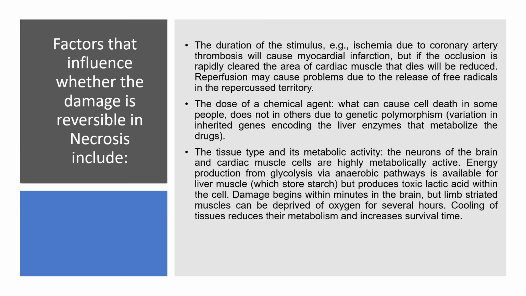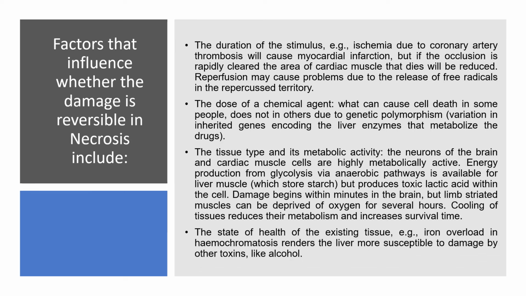Number three is the tissue type and its metabolic activity. The neurons of the brain and cardiac muscle cells are highly metabolically active. Energy production from glycolysis via the anaerobic pathway is available for the liver and muscles, which store starch but produce toxic lactic acid within the cell. Damage begins within minutes in the brain, but striated muscles can be deprived of oxygen for several hours. Cooling of the tissue reduces metabolism and increases the survival time.